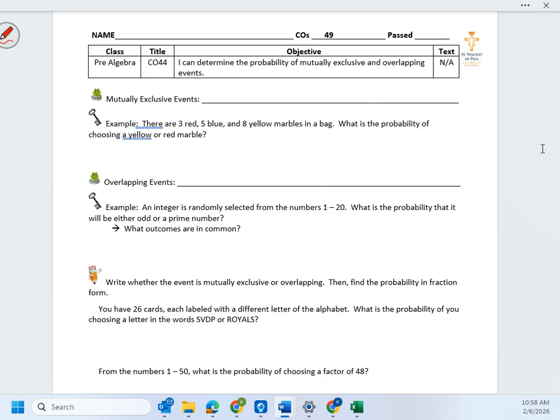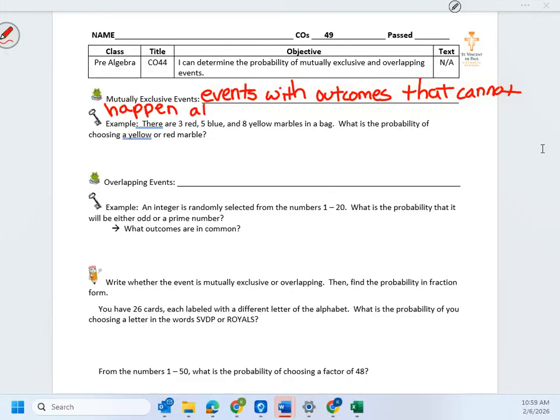All right, mutually exclusive events. These are events with outcomes that cannot happen at the same time. So here's what that means.